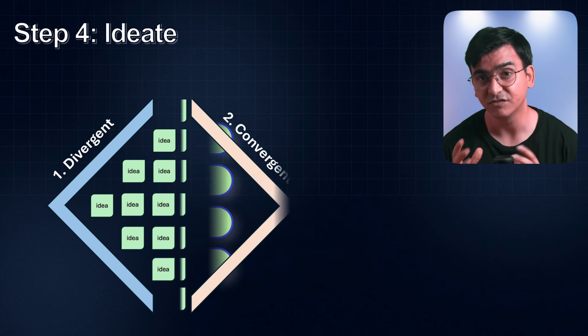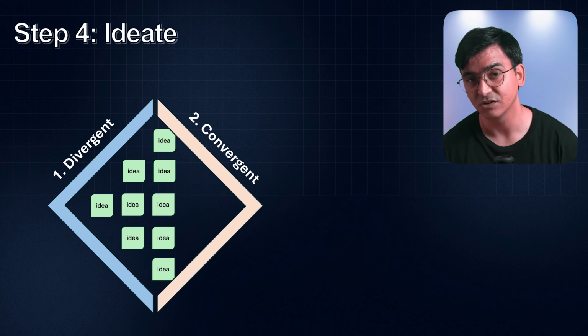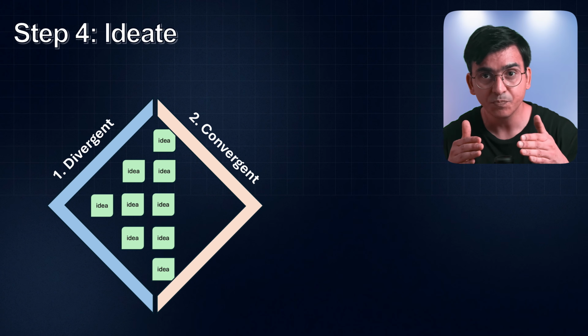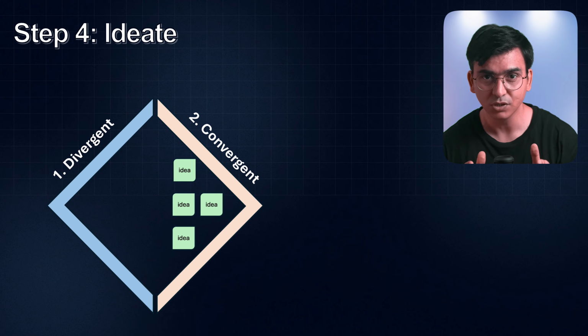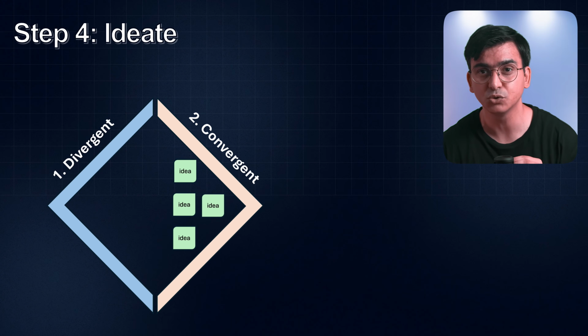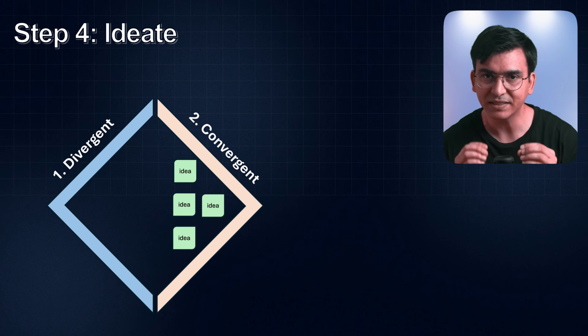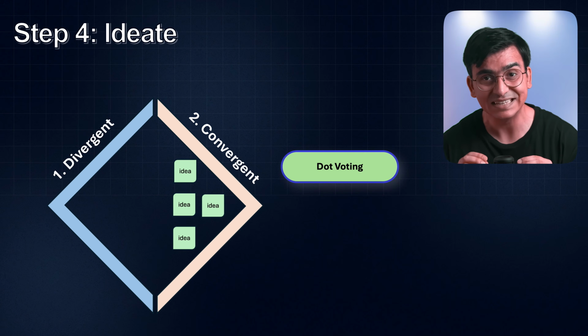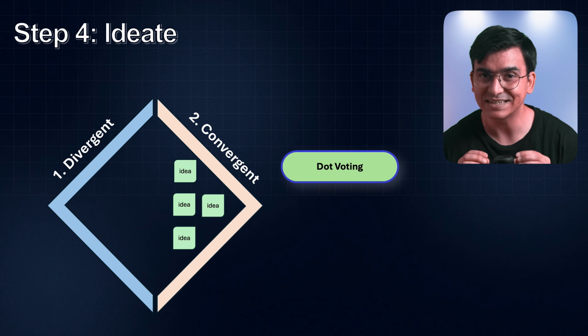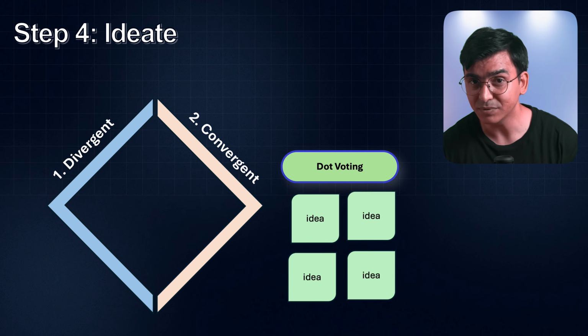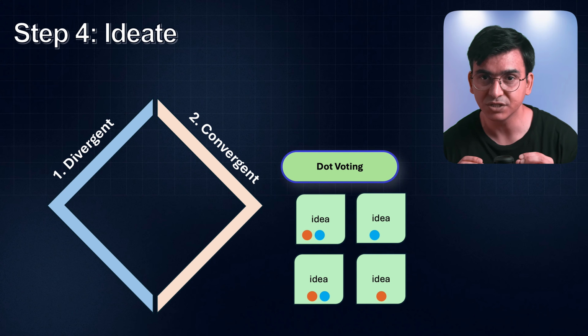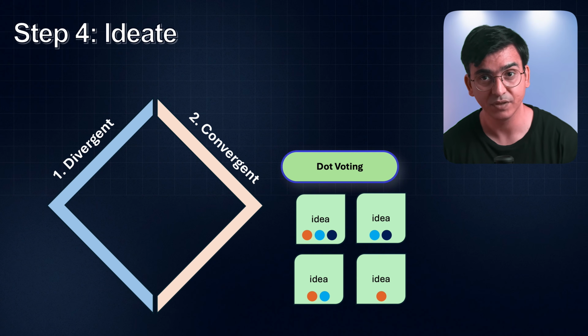Part 2, convergent. This is the opposite of divergent, where the focus is to trim down solutions to select the best 2 or 3 based on the combined agreement of the team. The most popular method to select the best solution is dot voting. Dot voting is a democratic method where the team members vote for their favorite solution and the solution with the maximum votes is taken forward for the next step. Again, if you want a video on these tools and methods, say "yes tools" in the comments.